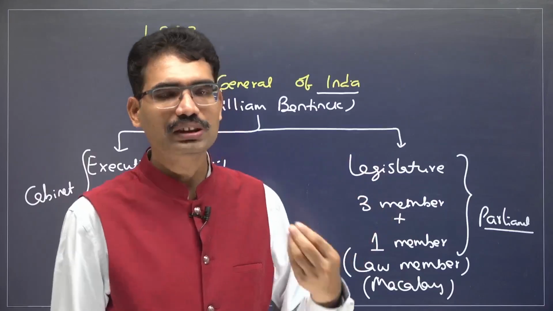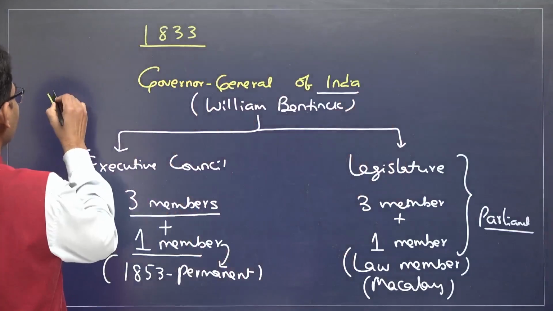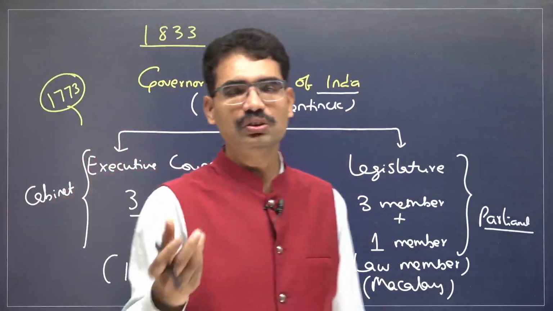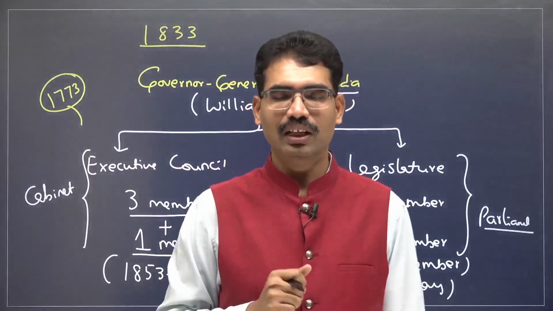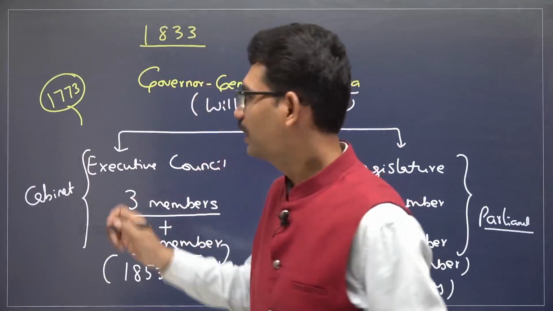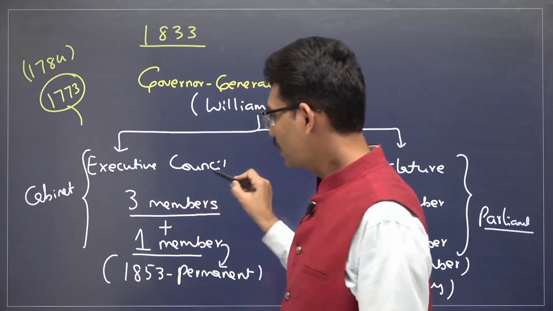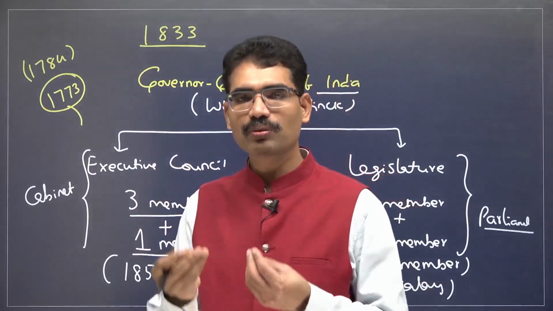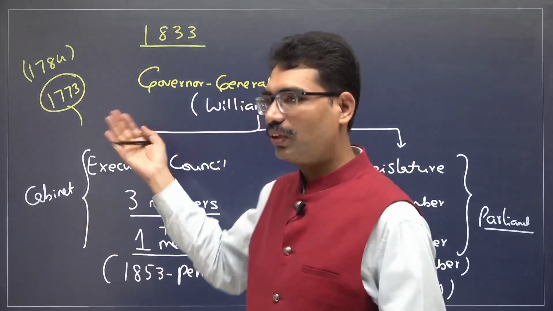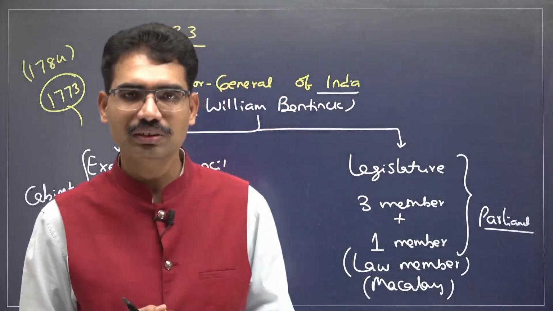This Executive Council already started in 1773 itself with Regulating Act itself. You remember? Governor General in Executive Council, 4 members were there. And due to some differences, Governor General was not able to act. In 1784, with the Pitt's India Act, 1 member was removed. Only 3 members were given. Later, when Cornwallis came, he was given more powers to override even Executive Council also.